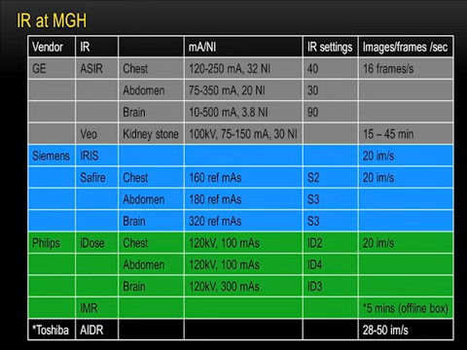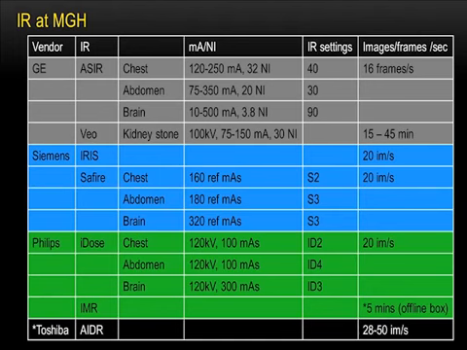And Siemens has Iris, which is also instantaneous. We don't have this technique as of now, but there are other institutes I'm aware of that are using it. And Sapphire, we do a routine chest CT with this reference mAs at S2 setting. With abdomen, we're using S3 setting, and with brain, we're using S3 setting.